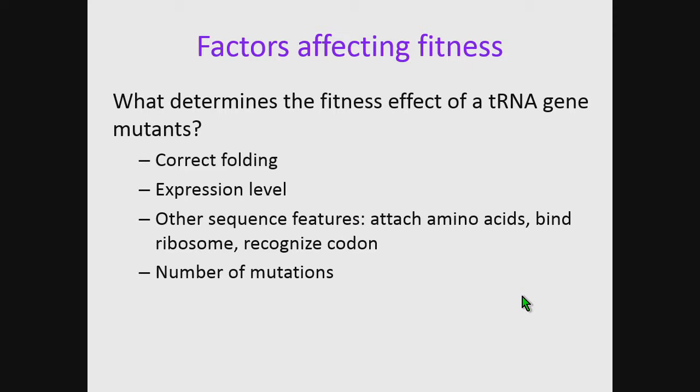Moreover, we want to further look at the underlying mechanisms determining fitness. So what are the factors that can determine fitness of a tRNA gene? For example, it should have correct folding, adequate amount of expression, and also other sequence features to attach the amino acid, bind the ribosome, and recognize codons. And also the number of mutations may matter a lot.